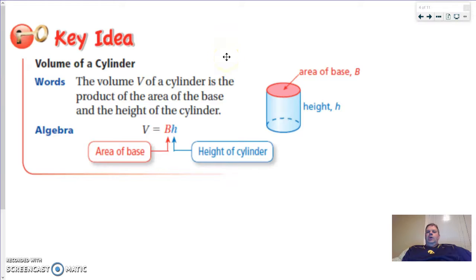The volume V of a cylinder is the product of the area of the base and the height of the cylinder. We know that the area of the base of a circle is pi r squared. So our formula is pi r squared times h.